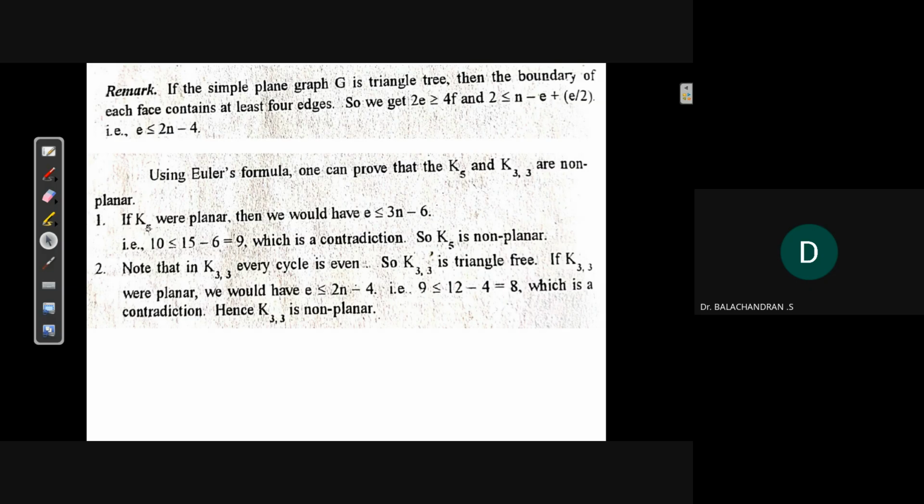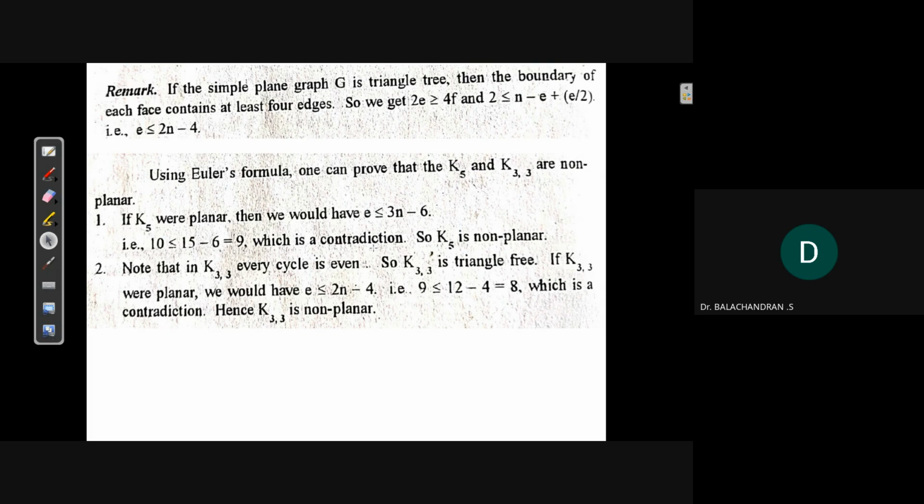But the number of edges in K5 is 10. It's a complete graph with 5 vertices, so n times n minus 1 over 2, that is 5 times 4 over 2, 20 over 2, which is 10 edges. Less than or equal to 3 times 5, which is 15, minus 6, equal to 9. So 10 is less than or equal to 9, which is false. So that is a contradiction.